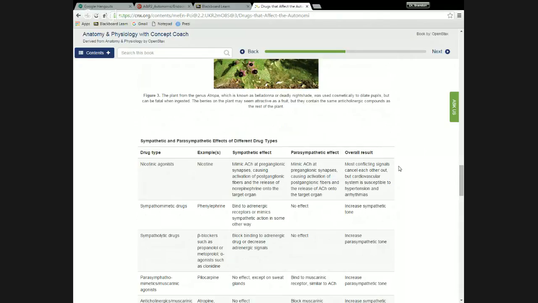And on the parasympathetic side, technically we could say the same thing, but we don't have too many, or we don't break down parasympathetic drugs quite the same way. In the parasympathetic system, anticholinergic drugs are the ones that are most important, which will stop the parasympathetic system from doing what it's supposed to do.